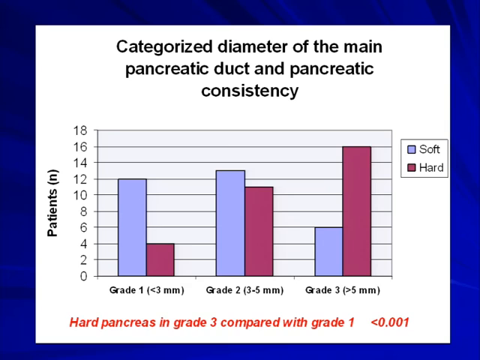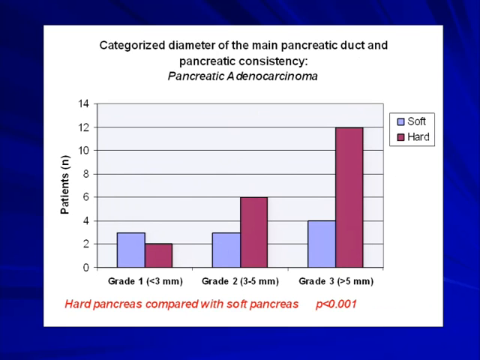When we categorize the diameter of the main pancreatic duct and pancreatic consistency, as we can see on the slide, patients with a Wirsung duct less than 3 millimeters, less than 5 millimeters, were more frequently associated with soft pancreas. However, when the Wirsung duct was greater than 5 millimeters, the association was more frequently with hard pancreas.